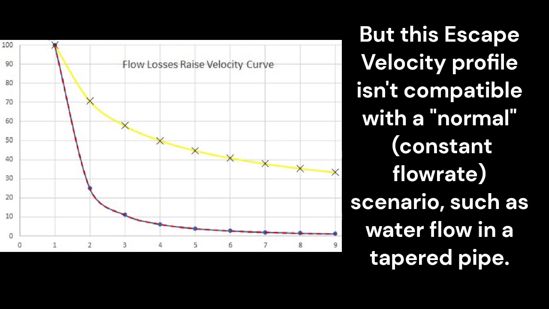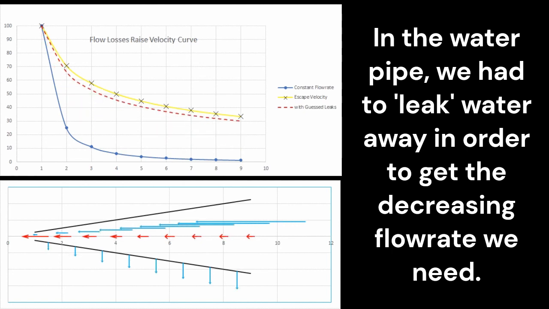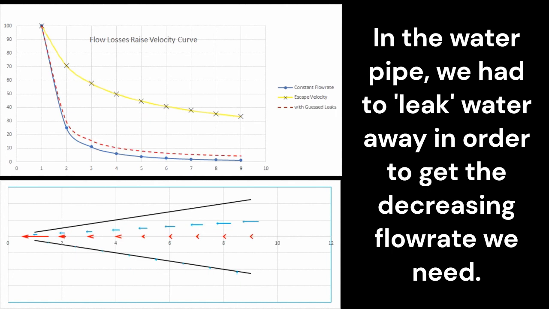But, as we've discussed previously, this escape velocity profile isn't compatible with a normal, in other words, constant flow rate scenario, such as the water flow in a tapered pipe. In the tapered water pipe scenario, we found that we had to let large amounts of water leak away in order to create the decreasing flow rate that we would need in order to elevate the velocity at large radii.